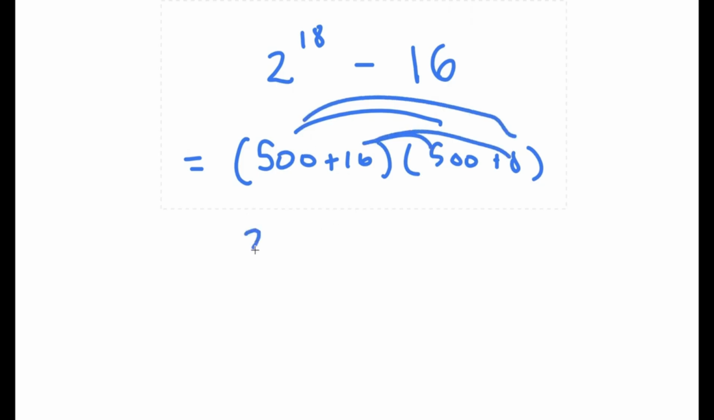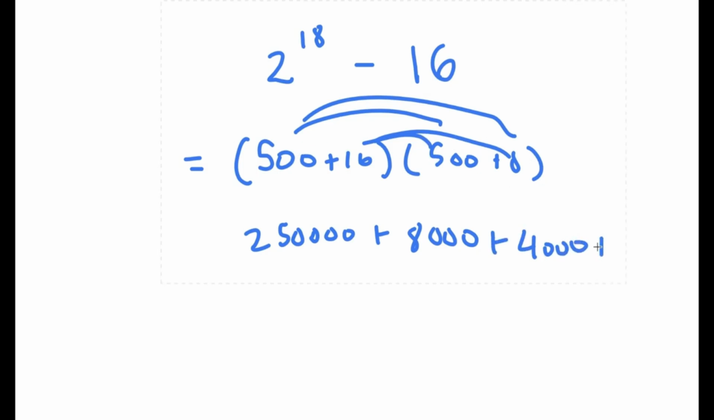500 times 500 is going to be 250,000. 16 times 500, that's going to be 8,000. 500 times 8, that's going to be 4,000. And 16 times 8, that is going to be 128.